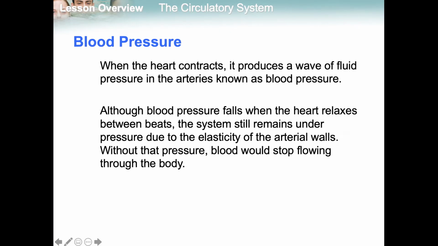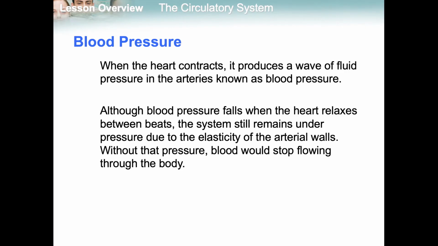Blood pressure is when the heart contracts, it produces a wave of fluid pressure in the arteries known as blood pressure. So every time your heart contracts, that is what's being measured. Whenever they put that tight cuff on your arm, they're measuring how strong that wave of fluid pressure is coming out of your arteries. Although the blood pressure falls in between beats when your heart's relaxing, the system still remains under pressure because of how elastic your artery walls are.